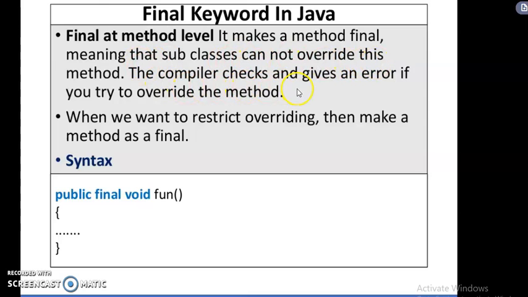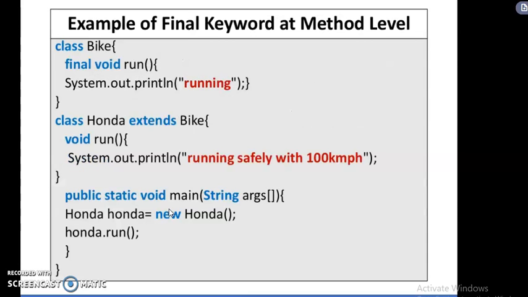The compiler checks and gives an error if you try to override the method. If you try to override the final method, the compiler checks and gives an error message. When we want to restrict overriding, then make a method as final. The syntax here is public final, return type and function name. Here the function name fun is declared as final, so this method cannot be overridden by the child classes.